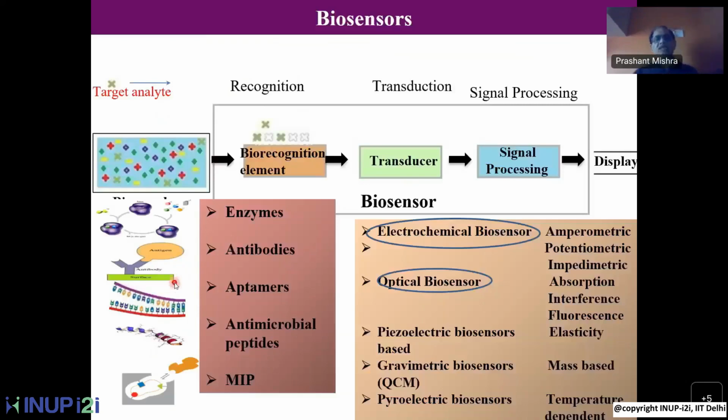To make it more simple, I will give you an example. In the glucose sensor, I think all of you must be aware of the glucose biosensor. In the glucose biosensor, the sensing element is glucose oxidase. It's an enzyme. So the enzyme is the one involved as the recognition element. And why enzyme? Because an enzyme has a very high specificity to bind.